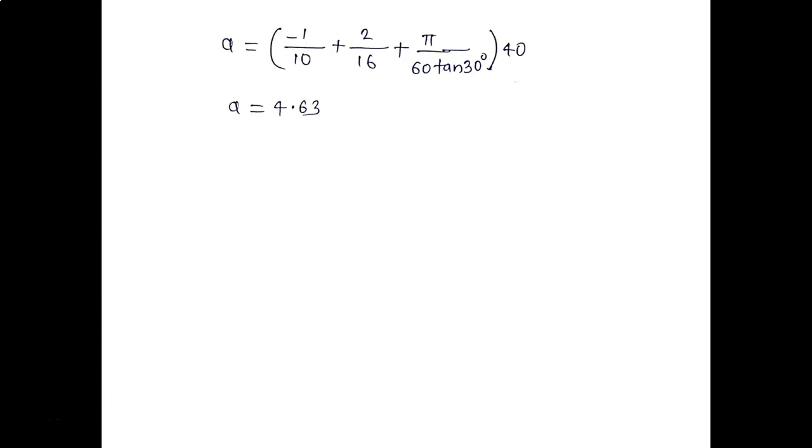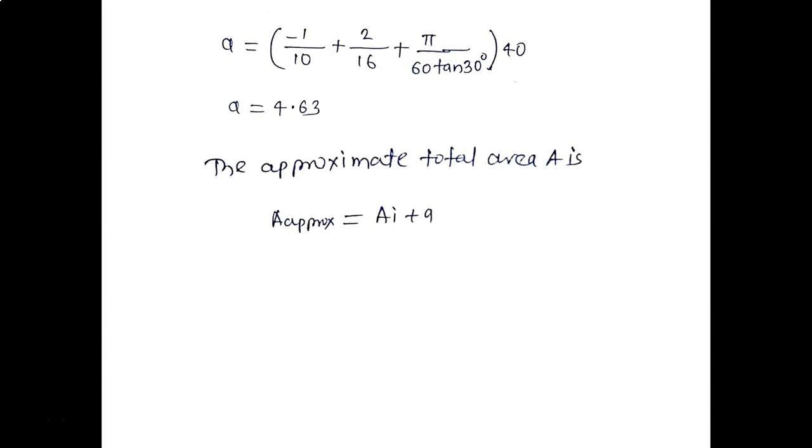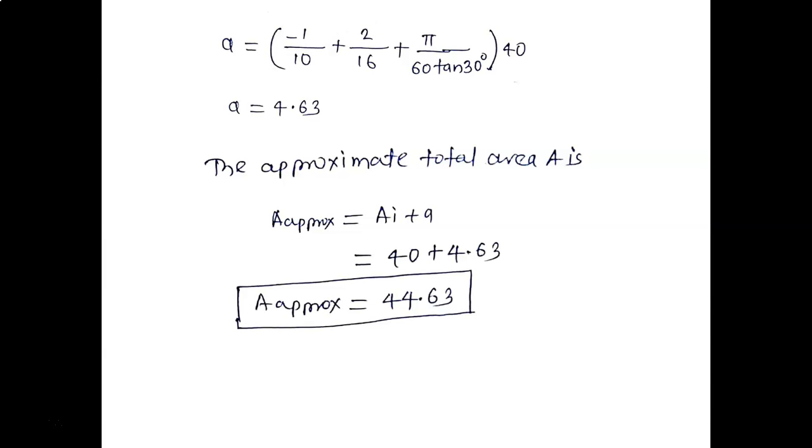Therefore we will find out the approximate value of a. Therefore the approximate total area, a approximate, is equal to AI plus small a. Therefore the value of AI we know, that is AI is equal to 40 plus 4.63. Therefore a approximate we are getting as 44.63. Therefore this is our second problem. Now we will see the third problem.